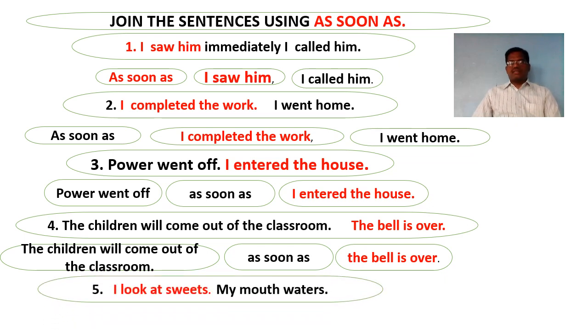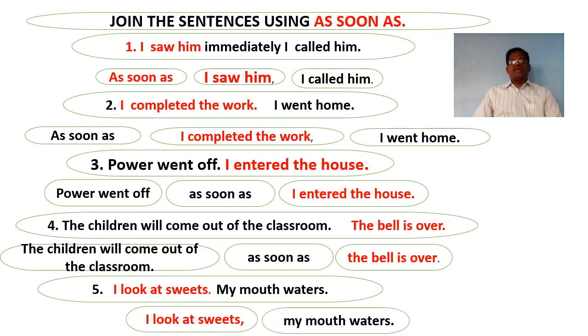And last example: I look at sweets, my mouth waters. Out of these two sentences, which one will be the earlier action, which one will be the latter action? Naturally the earlier action is I look at sweets, and second action will be my mouth waters. So where to keep as soon as? As soon as is kept before the earlier action, that is I look at sweets. So the right answer will be: as soon as I look at sweets, my mouth waters.